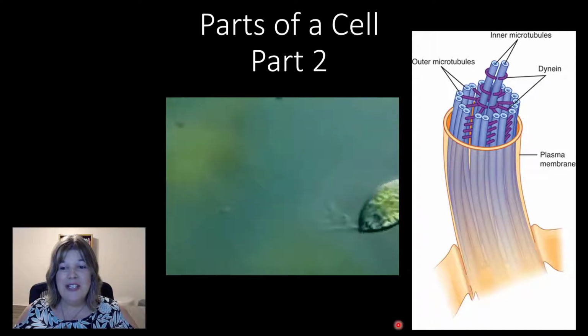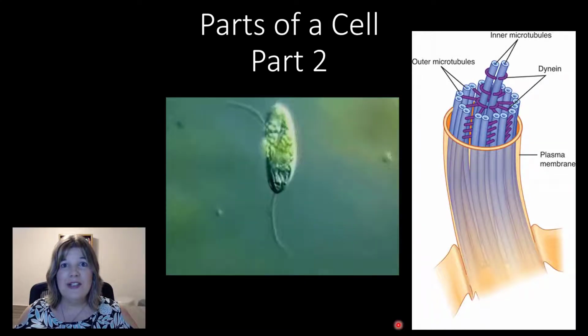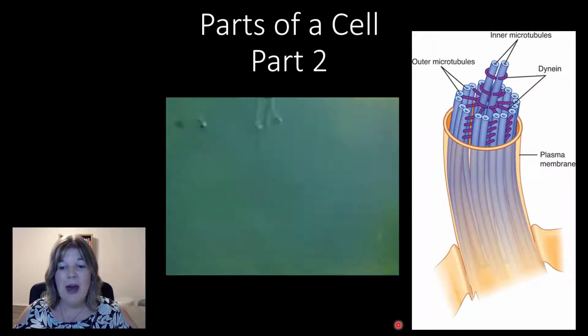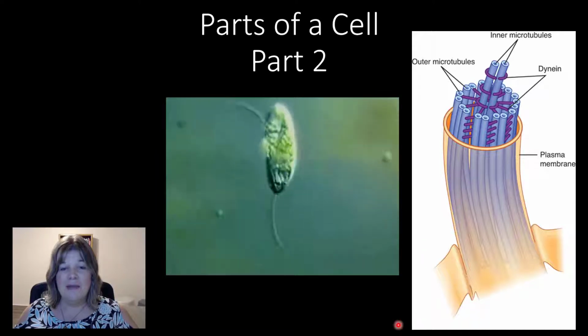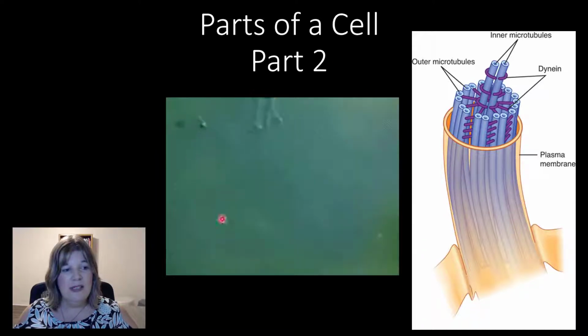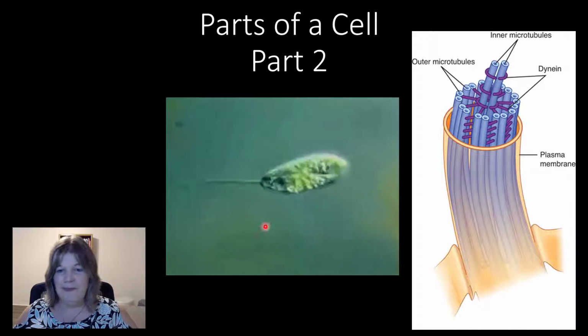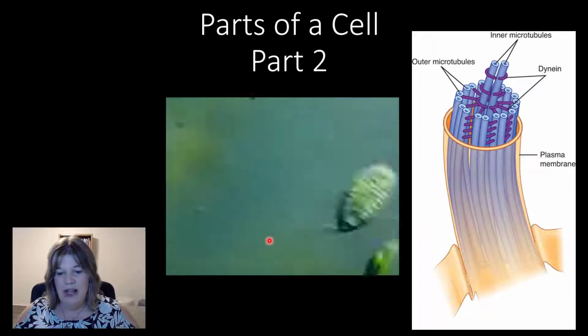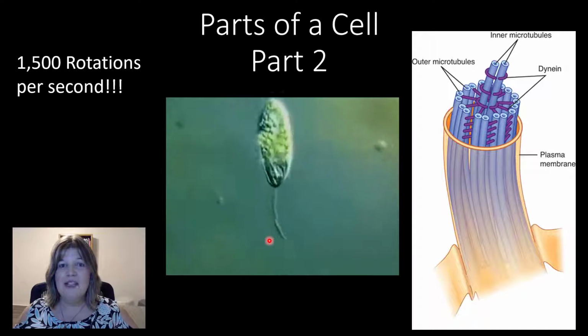Have you seen an algae or paramecium move under the microscope? They beat these hairs that propel them through the water. Microtubules with their protein structure make up cilia and flagella on these motile structures, like this algal Euglena cell with its two flagella. These structures have up to 1,500 rotations per second, powered by a rotary motor.